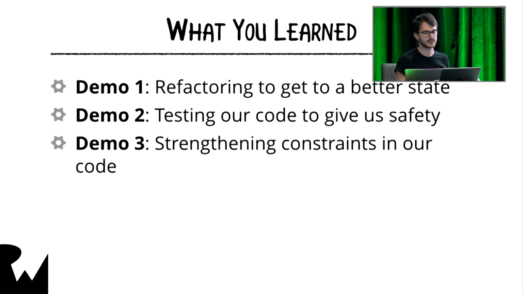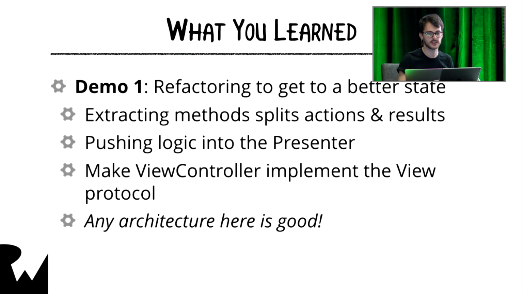So what did we learn? From demo 1, we refactored to get to a better state. Demo 2, we were testing our code to give us safety of further refactors. In demo 3, we were strengthening the constraints in our code in order to prevent people doing the wrong things. So how did we do this refactor?